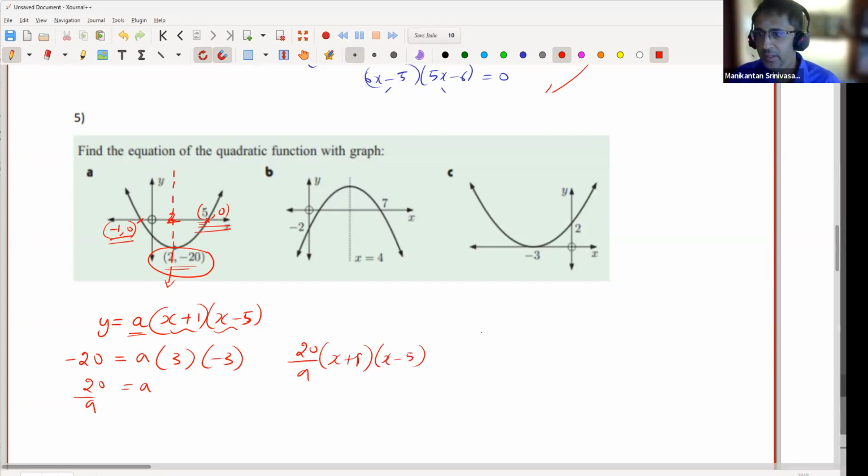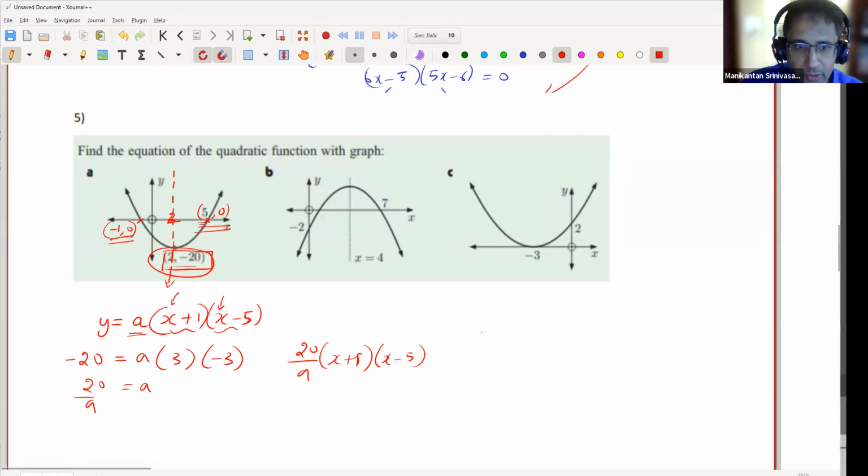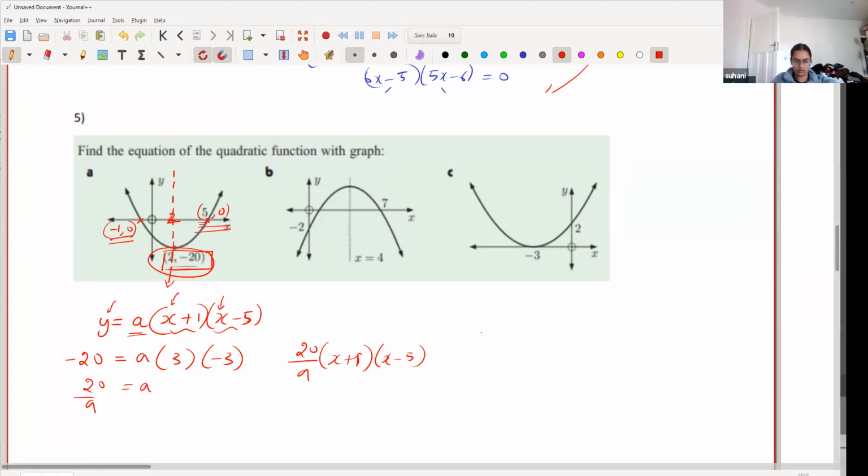Yeah? Wait, so how do you get the 3 and the minus 3? Because I substituted 2, minus 20. When x is 2, y is minus 20. So by putting 2 here and putting 2 here, the y is minus 20.